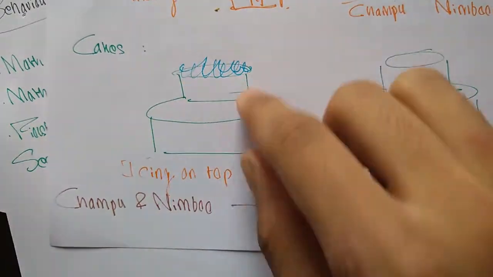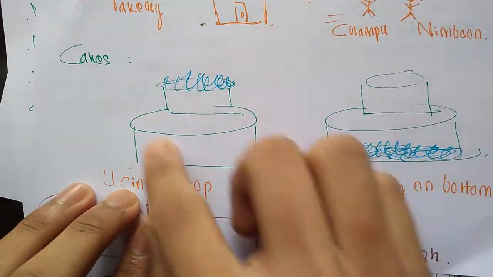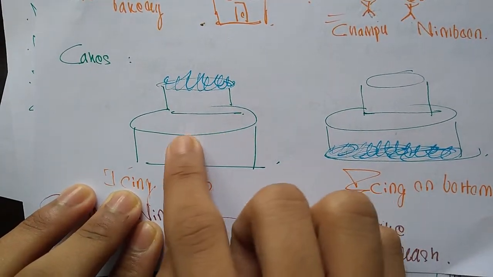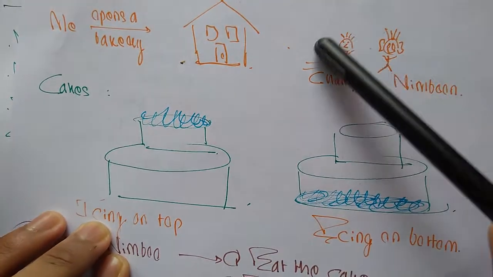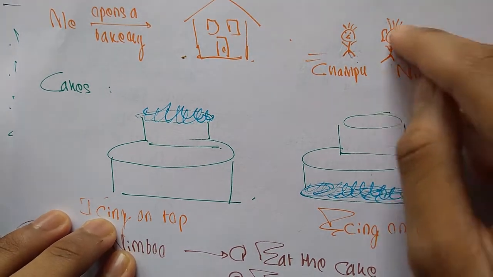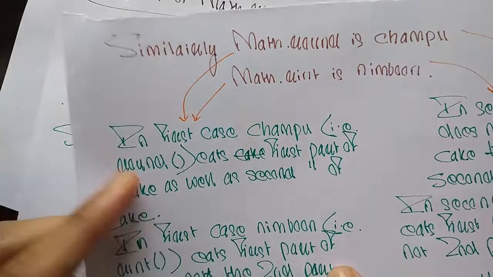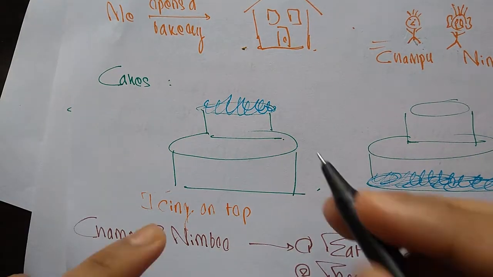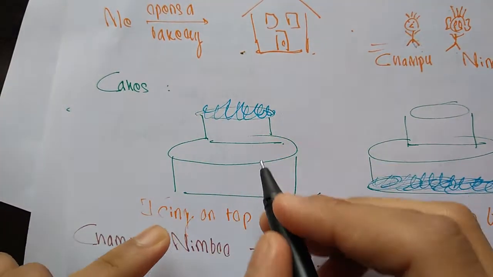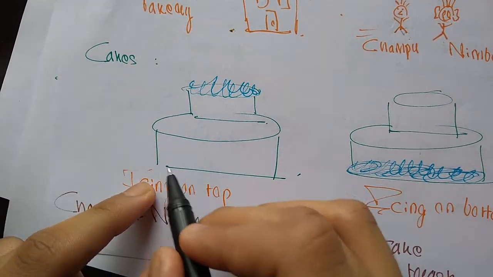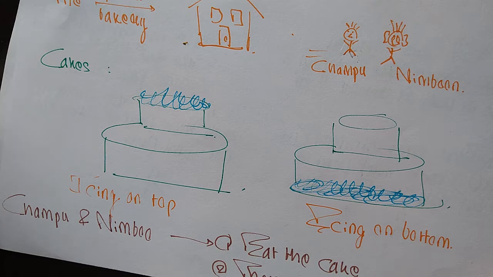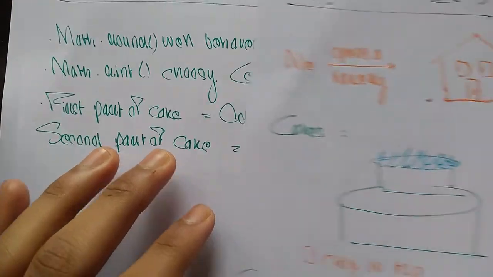Okay, for this cake I'm talking about right now, he eats the first part. He also eats the second part. Champu. Okay. And what does Nimbu do? Nimbu eats this first part of the cake, and he throws this part of the cake in the trash. He's a very rude person, you know. You shouldn't throw cake in the trash even if it's bad.